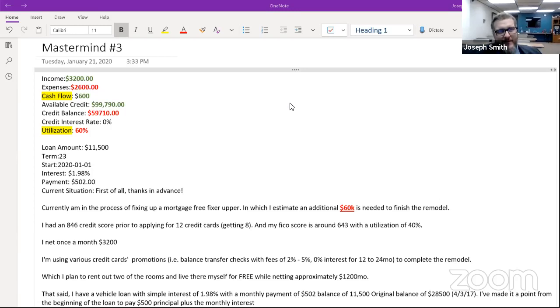So what are we going to do? Well, this one's kind of interesting because of course you want to put your income onto your cards because that is our credit banking strategy. But we're at 60% utilization, and we only have $600 of available cash flow. William says not put the income onto the store cards, and I agree with William.